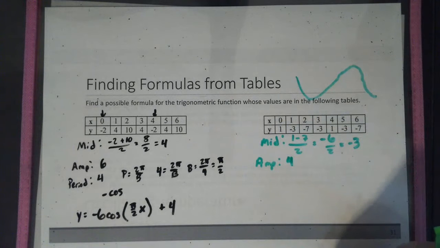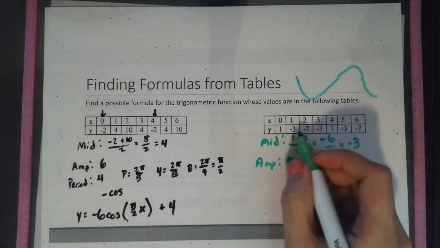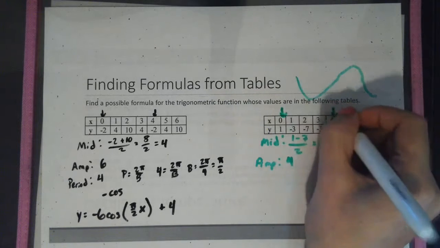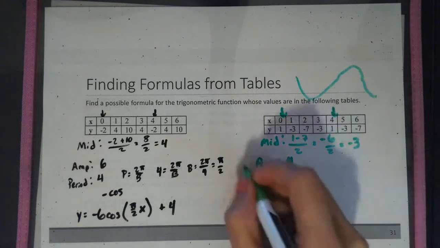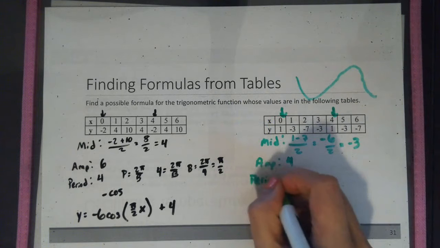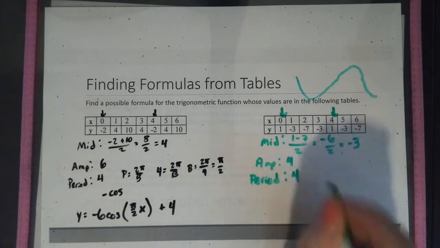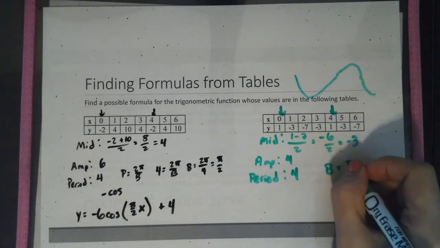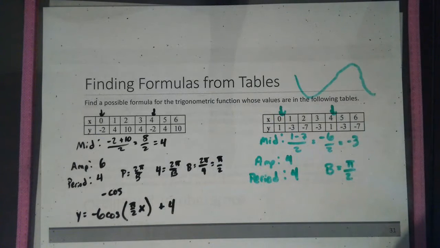Our period is how frequently we repeat. 1, -3, -7, 1, -3, -7. It looks like it happens here and here. Those are 4 apart like last time. So our period is 4. I do the same math, so I'm just going to use what I had before. That tells us B is equal to pi over 2.